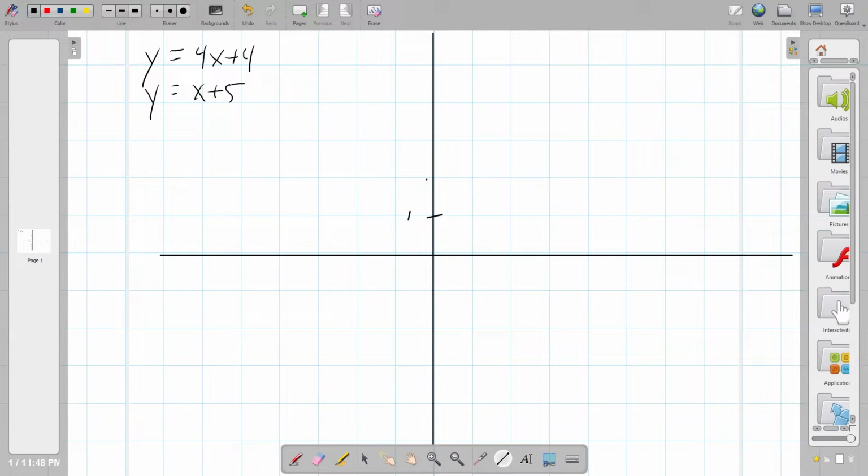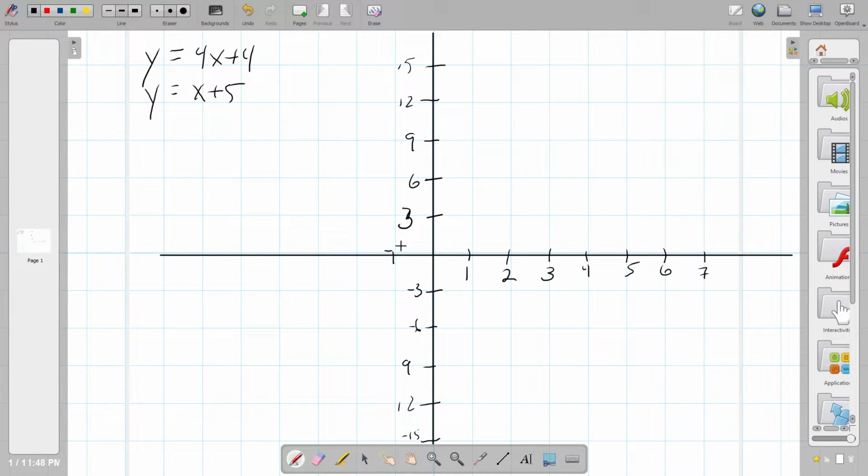3, 6, 9, 12, 15. And then we'll do the x-axis by ones, just to be crazy. 4, 5, 6, and 7. So this would be negative 3, negative 6, negative 9, negative 12. Down here we have negative 15 if we need it.